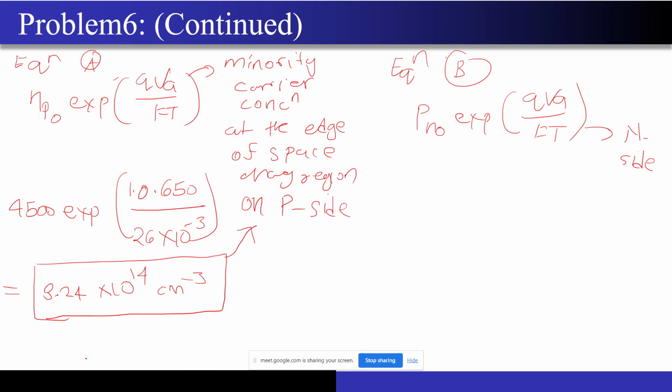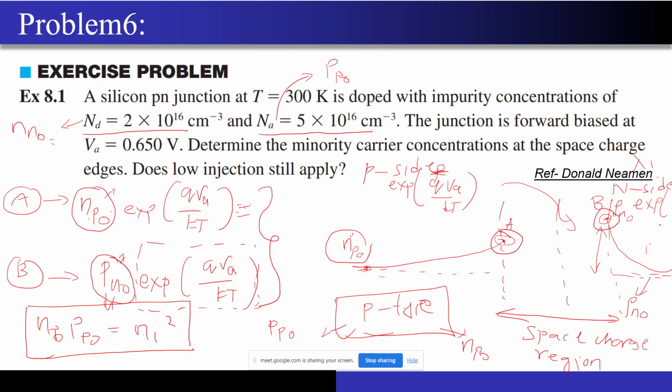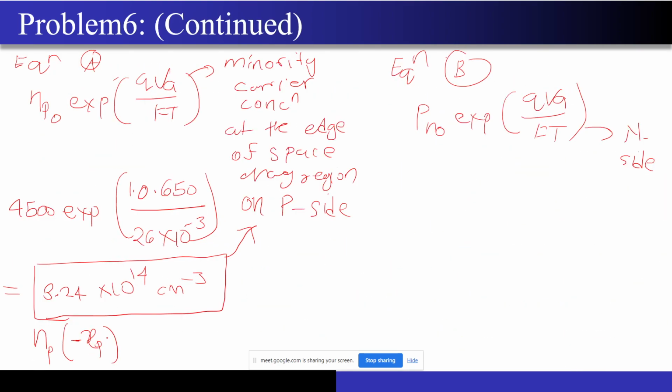And if you want to notate it mathematically, then you can note it like this: the minority carrier concentration n on the p side at the edge of the depletion region, minus xp. Why minus xp? Because you have the depletion region over here. This is 0, right? This is your minus xp, because this is the p side, and here you have xn over here, right? So that's why I have denoted it as minus xp.